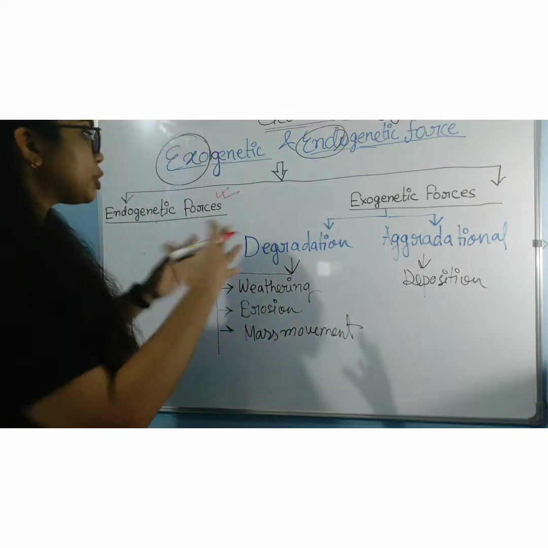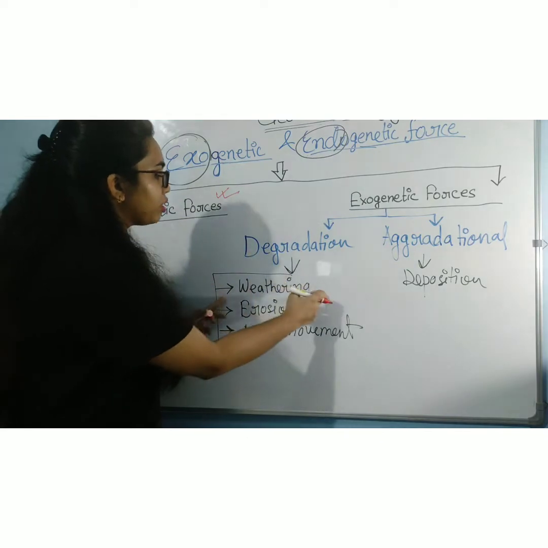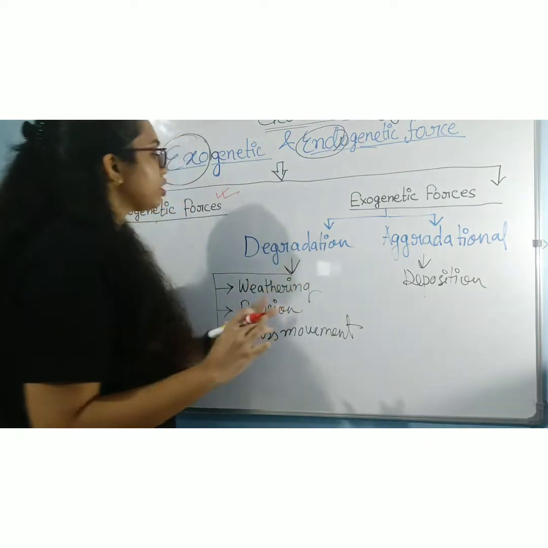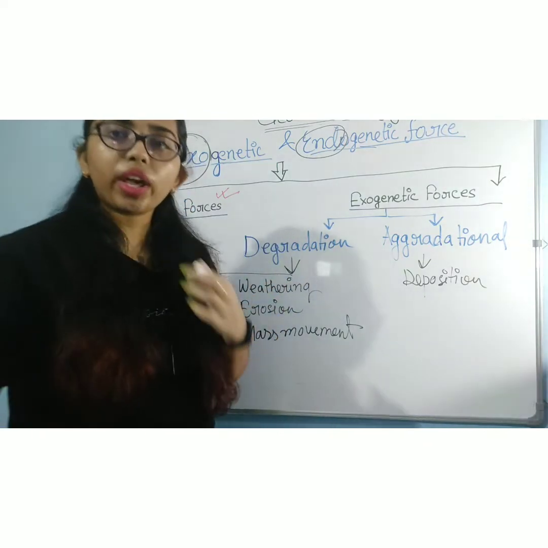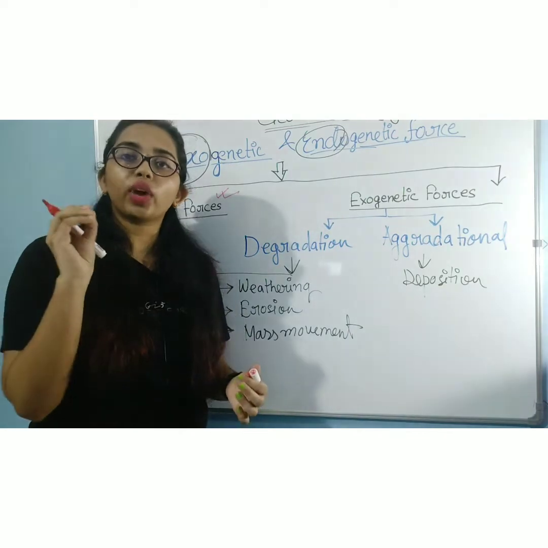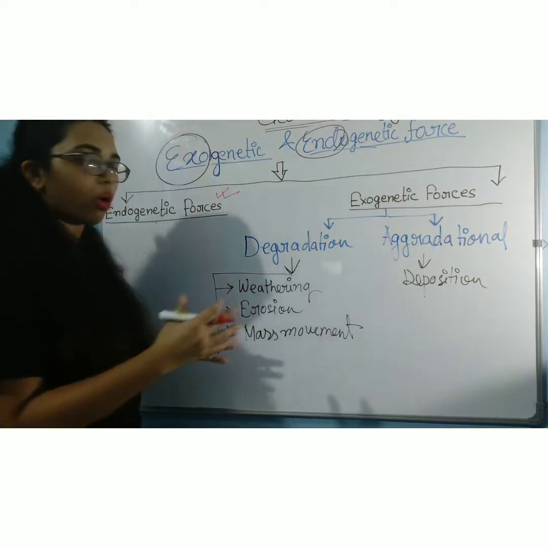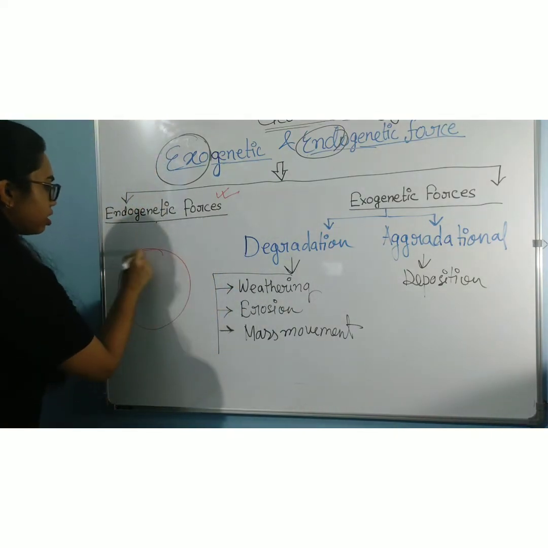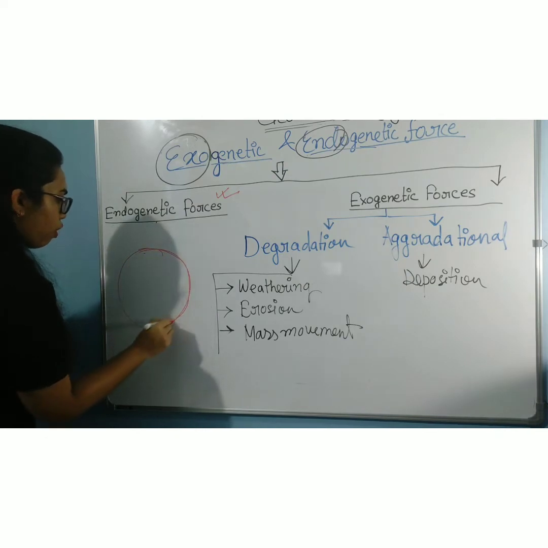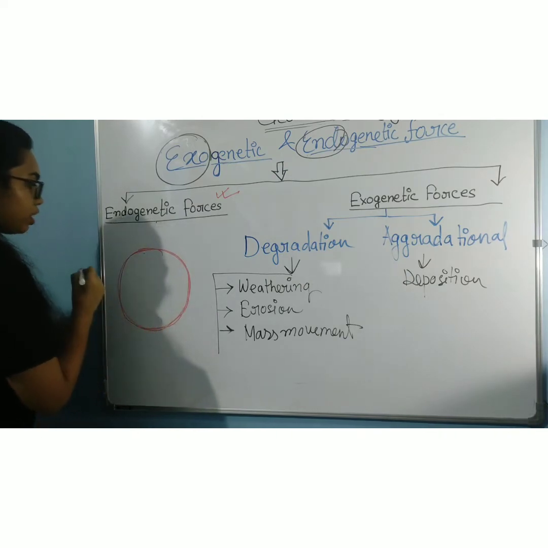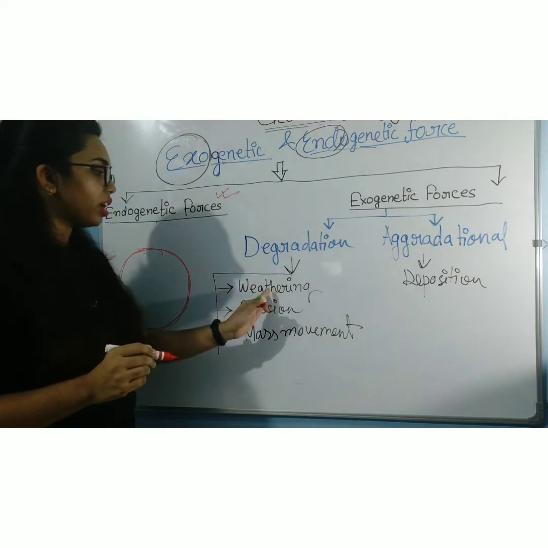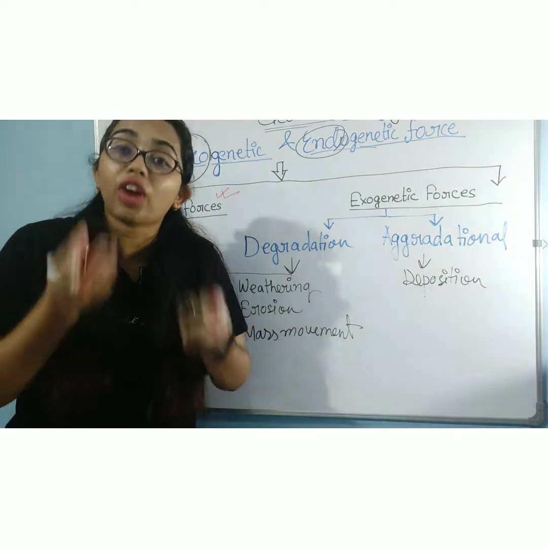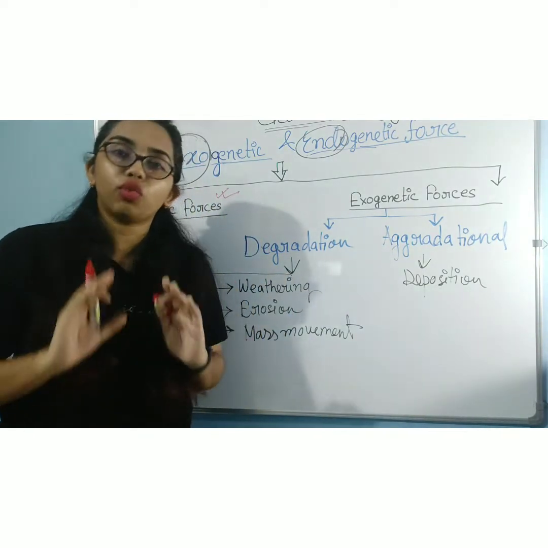So if I explain degradation, there are three main incidents happening to support it: weathering, erosion, mass movement. So we need to know what is weathering. Suppose weathering works on the surface of the earth. So this weathering happens on the surface of the earth, the crust or skin of the earth, whatever we can say.